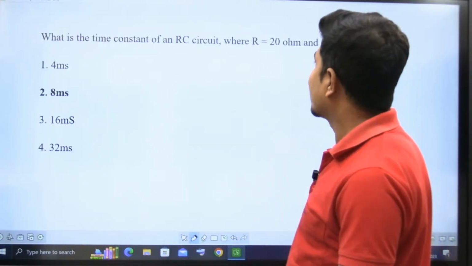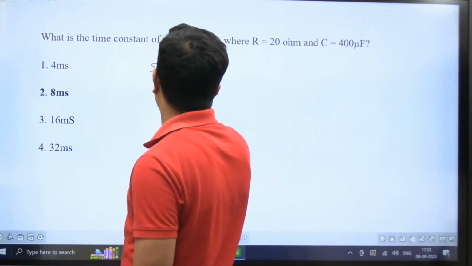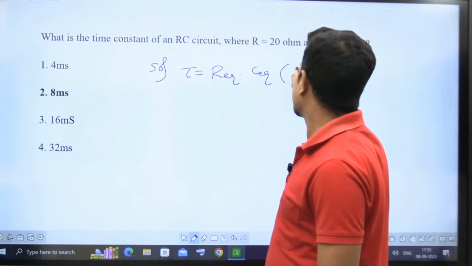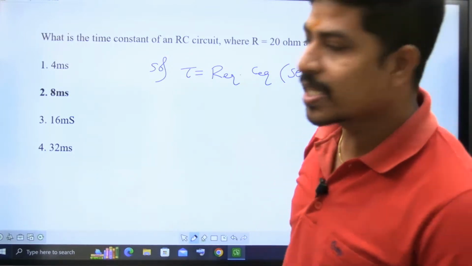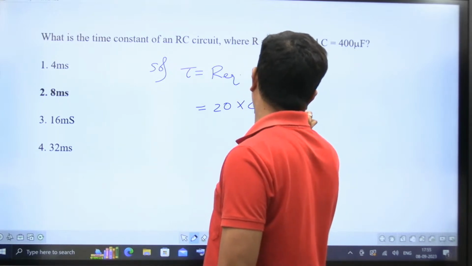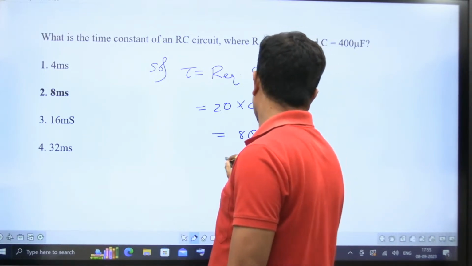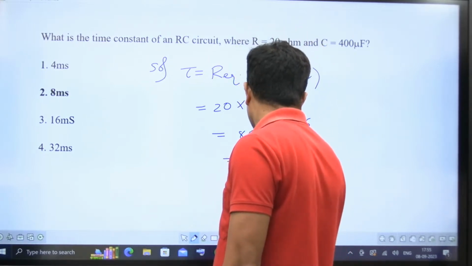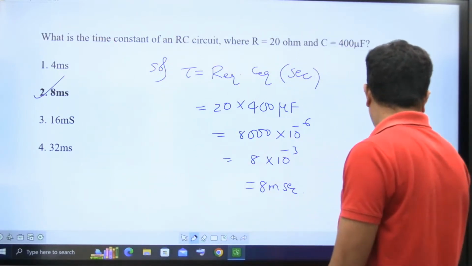Next question. What is the time constant of an RC circuit where R is equal to 20 ohms and C is equal to 400 microfarad? See, tau of an RC circuit is equal to R equivalent into C equivalent. It may be series RC or parallel RC or any combination of R and C. What is the value given? 20 ohms into 400 microfarad. How much is it? 8,000 into 10 to the power of minus 6. So 8 into 10 to the power of minus 3, simply 8 milliseconds. Option 2, choice 2 is the answer. Let's go to the next question.